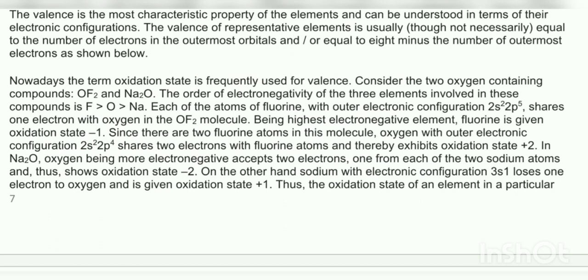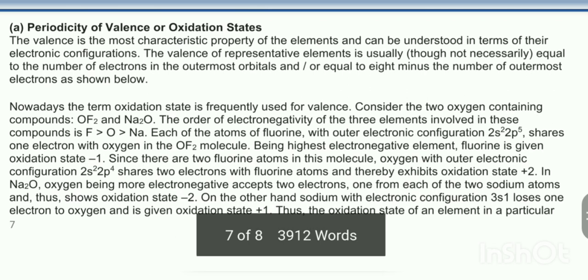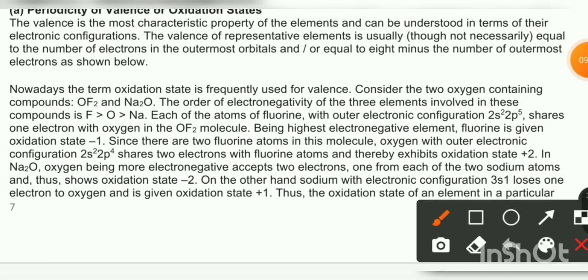The loss and gain of electrons is measured using electronegativity, correct? Based on electronegativity we measure in which direction the electron moves. Based on the movement of the electron it gets positive and negative charge, and based on the number of electrons it gets different oxidation states: plus 1, minus 1, minus 2, and so on. So it completely depends upon electronegativity and electronic configuration.